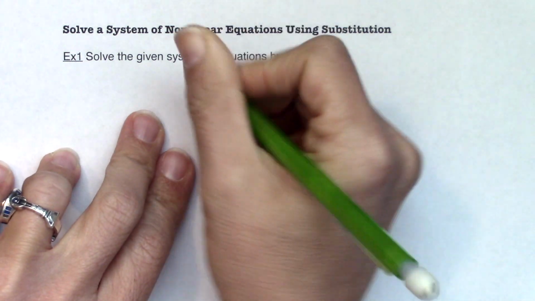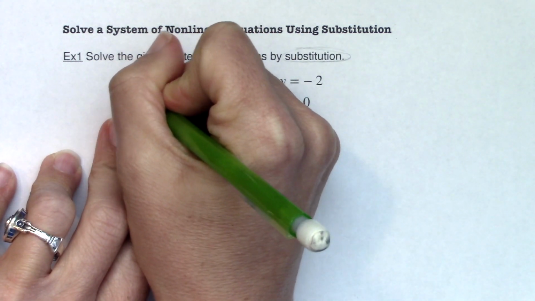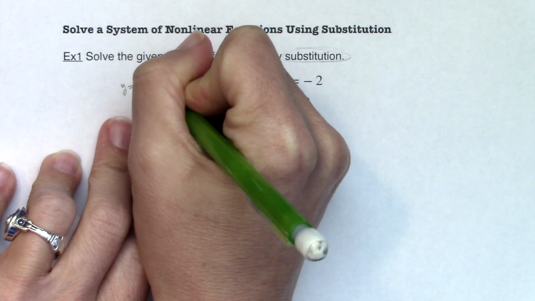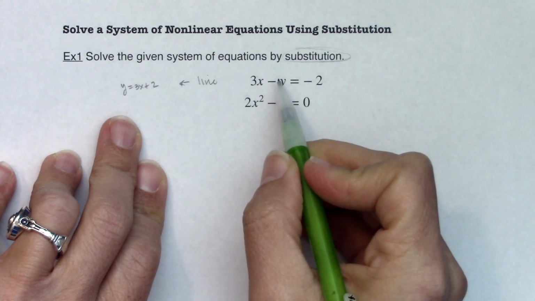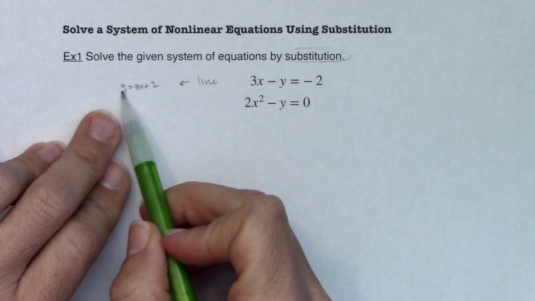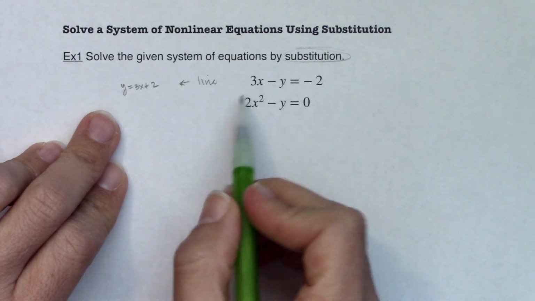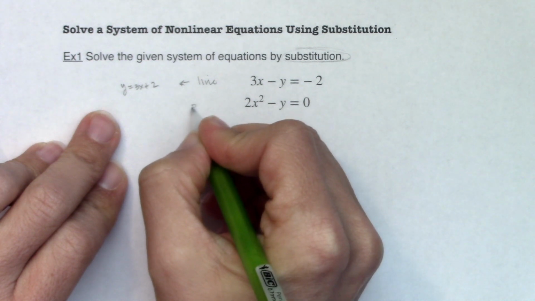As a side note, I could solve for y here and get y equaling 3x plus 2, if I moved the y to the right side of the equation and the 2 to the left side, and then wrote the equation with the y on the left side. This equation is actually a parabola.